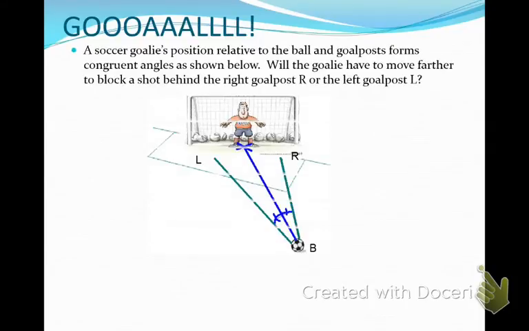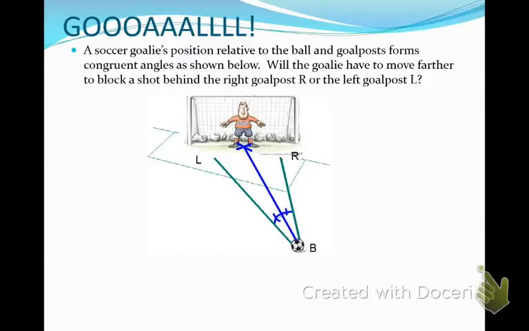Okay, so here we have a soccer goalie's post relative to the ball, and the goalpost forms congruent angles as shown. Will the goalie have to move farther to block a shot behind the goal, right goal post, or left goal post? What do you think? He's standing on the angle bisector, right? As marked. So he's like a point on the angle bisector. Will he have to move farther one way or the other?